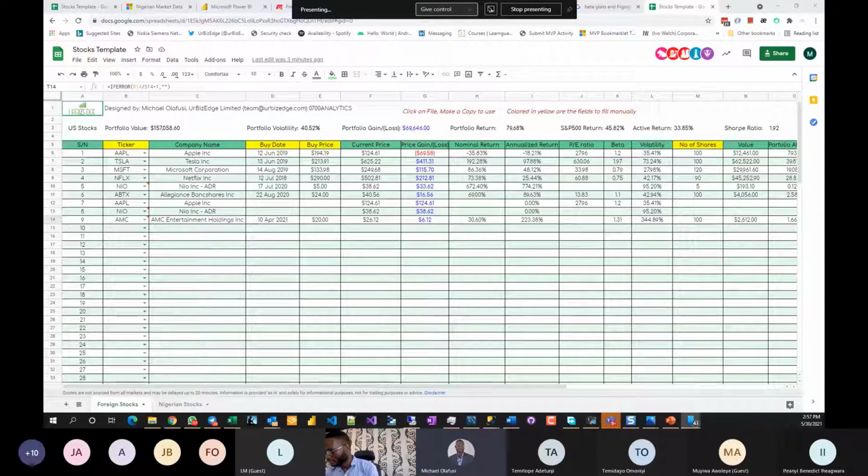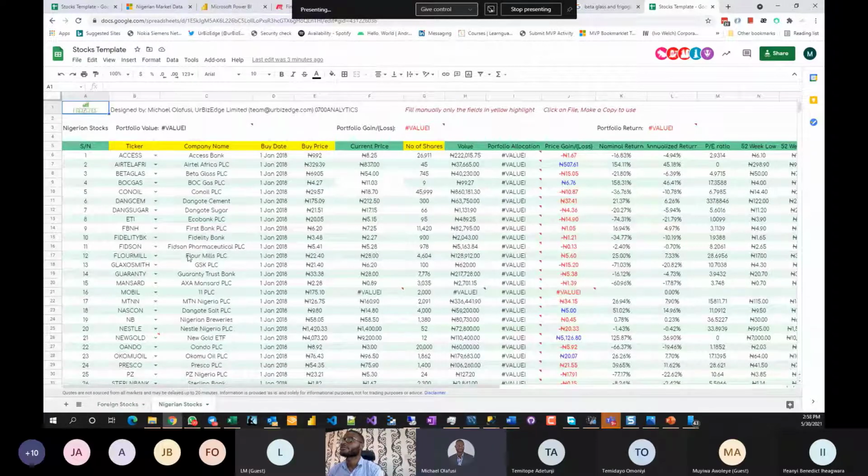So my screen is going to come up. While it's coming up, let me show you for Nigerian stocks. I hope you can still see my screen, my normal computer screen. So for Nigerian stocks.